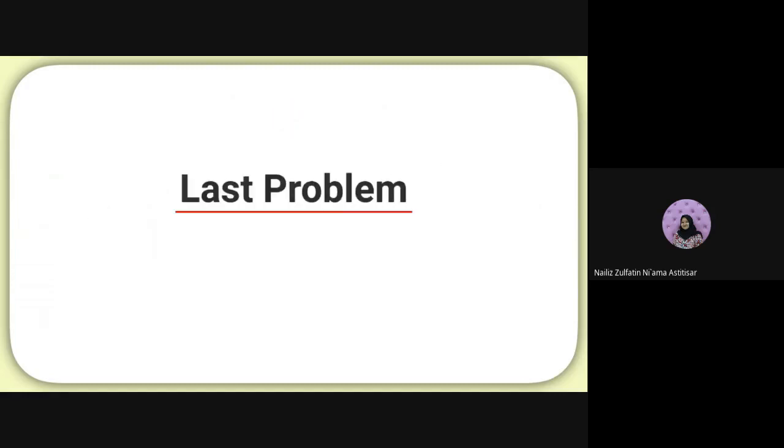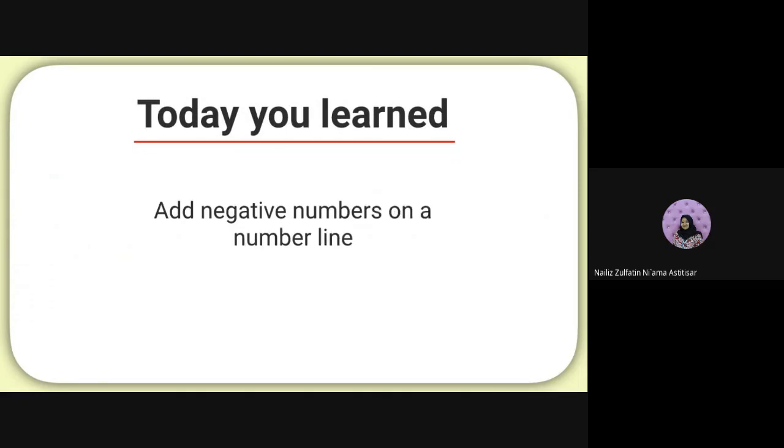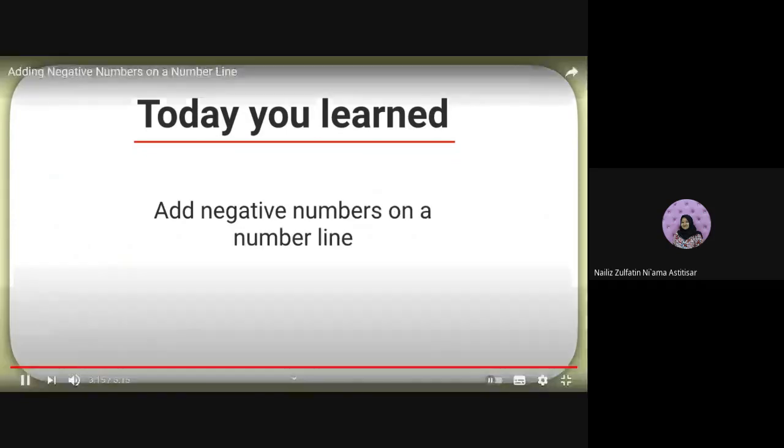Here's your last problem for this video. What is negative 1 plus negative 4? We start at negative 1. Then we're adding a negative number. Remember, when you add a negative, you're walking backwards on the number line. So we walk backwards 1 space, 2, 3, 4. We can see we're at negative 5. So negative 1 plus negative 4 is equal to negative 5. Today you learned how to add negative numbers on a number line.